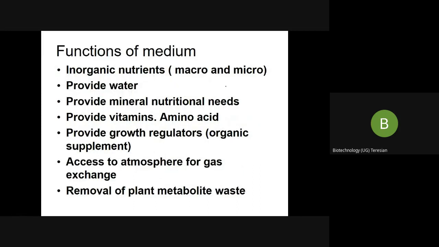So what are the medias which are required? For example, when we were talking about the history of plant tissue culture, we came across a word called White's media. This White's media, I told you, is used for growing root culture. Similarly, I told you about MS media. What is the function of MS media? Your MS media, I told you, is a hallmark media. Even today it is used. So it induces organogenesis and regeneration of plant.